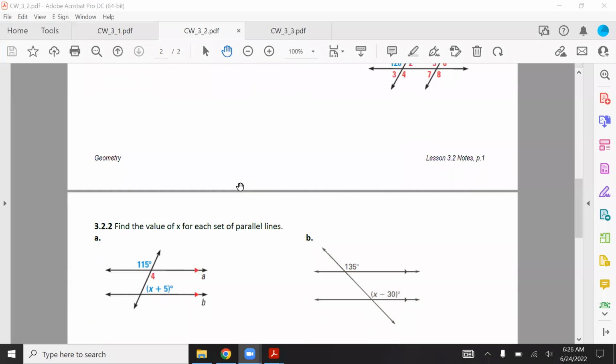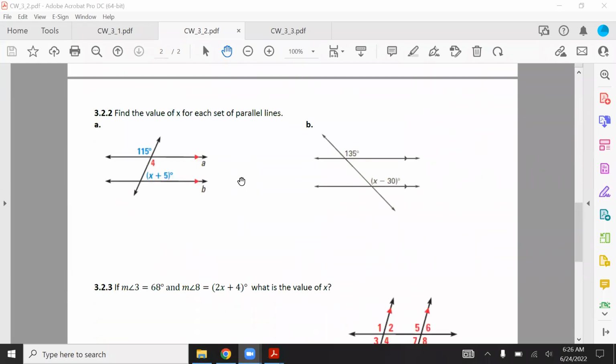Let's keep moving. These problems for sure, we're going to have on our next test, which will be Thursday of next week. Expect this.